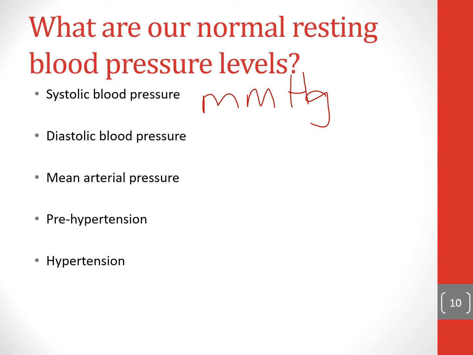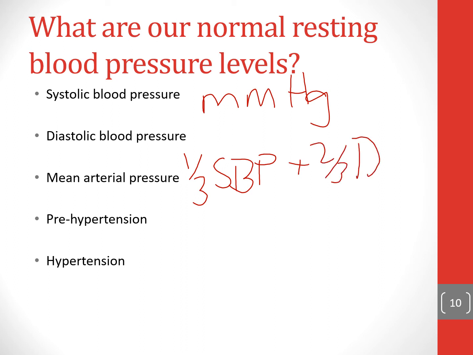I would expect actually in this class that quite a few of you will have lower than average blood pressure levels. Normal mean arterial pressure is 93. So mean arterial pressure is equal to 1/3 systole plus 2/3 diastole.